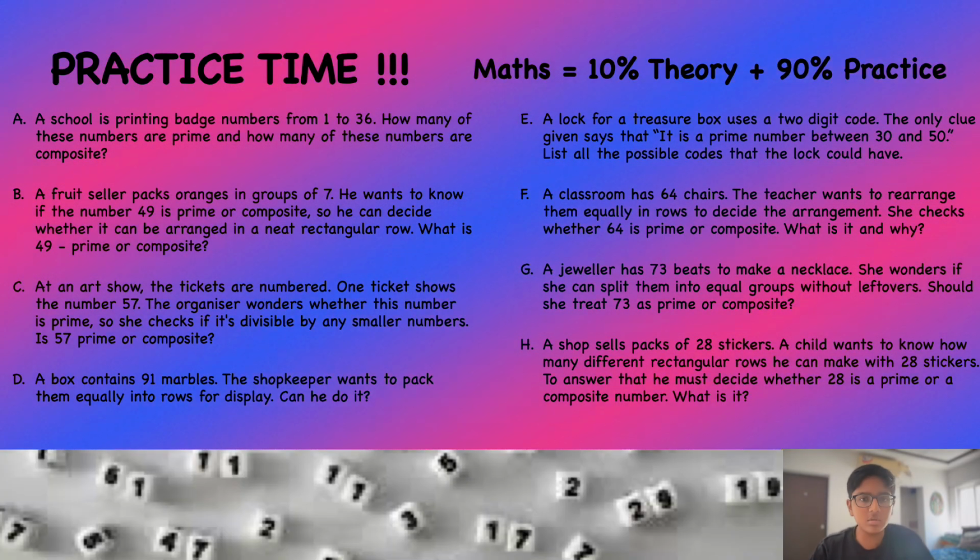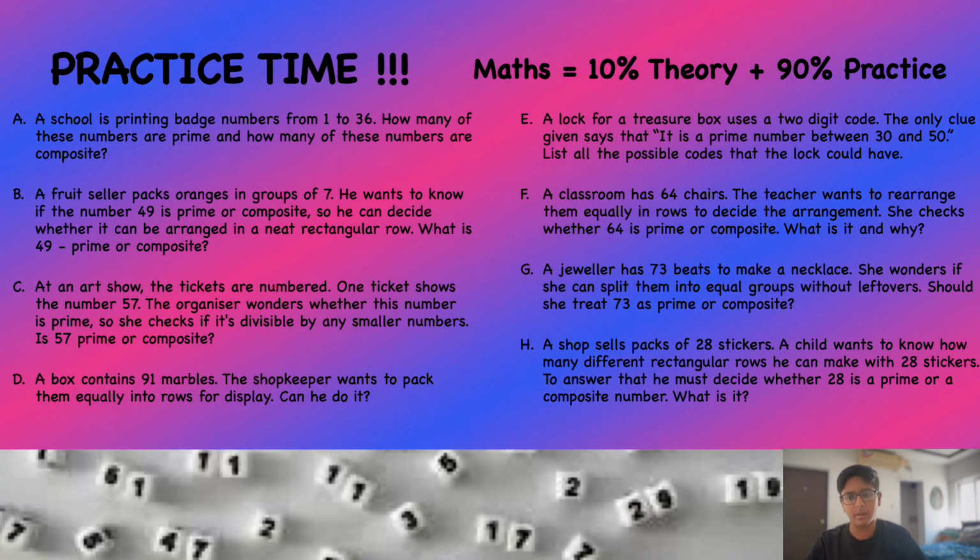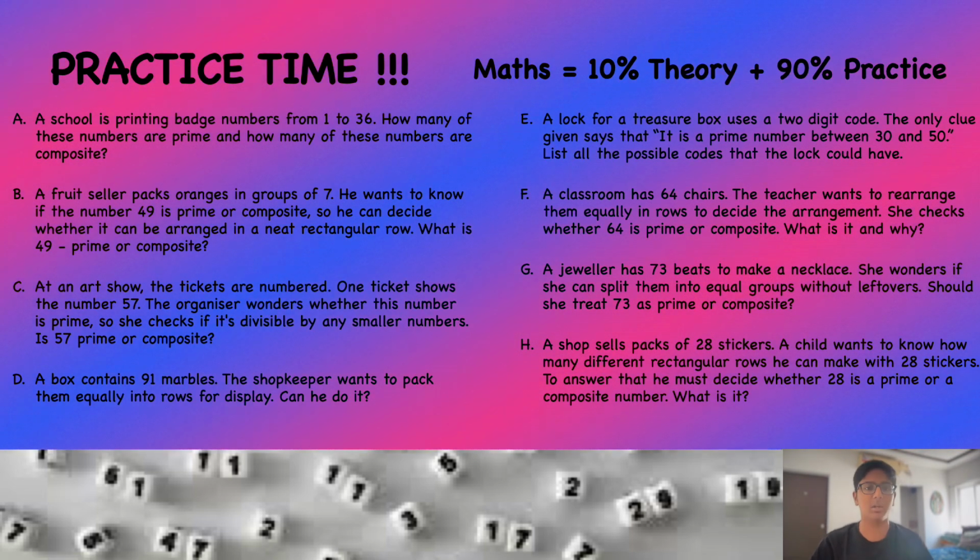Next, a fruit seller packs oranges in groups of 7. He wants to know if the number 49 is prime or composite, so he can decide whether it can be arranged in neat rectangular rows. What is 49, prime or composite? We know that 49 is 7 into 7, so 49 is a composite number.